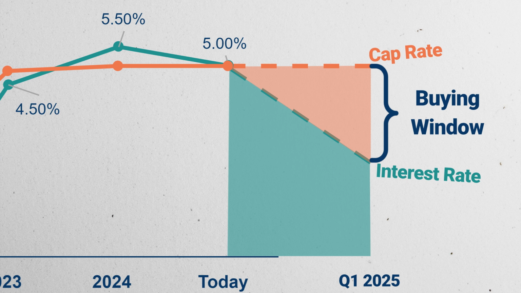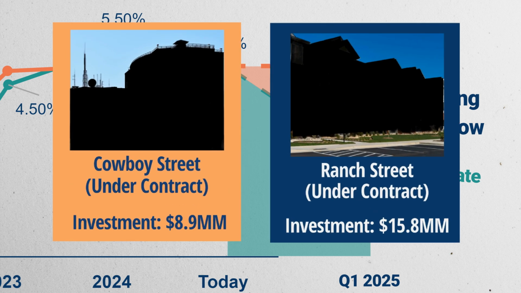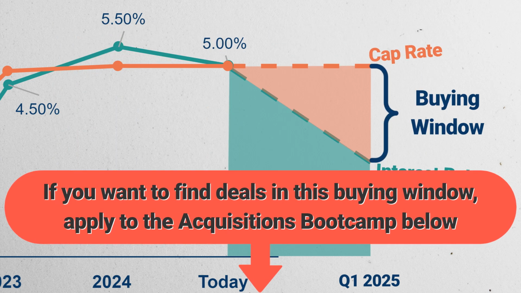Personally, I think that window has already started, which is why I'm actually closing on $25 million worth of deals in the next 2 months after not buying a single deal since 2022. And these great deals are really available all over the country. I know this for a fact because Acquisitions Bootcamp members are seeing profitable deals on a weekly basis. So all you need to do is beat the rest of the market to the punch.